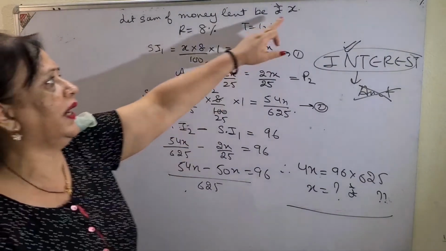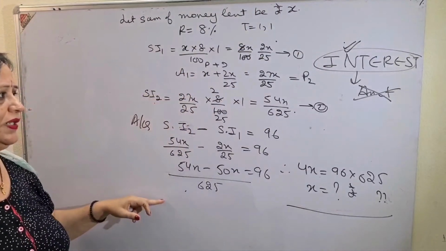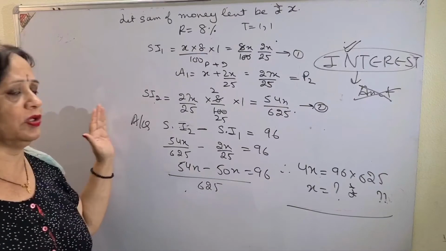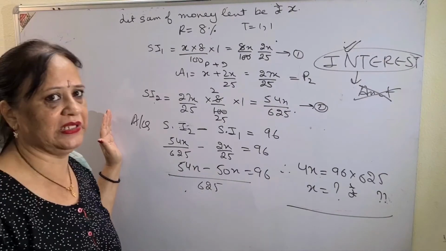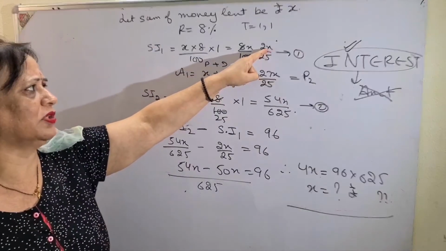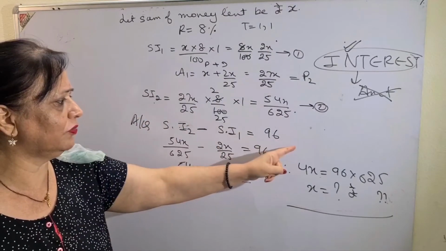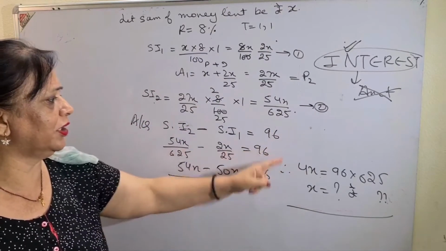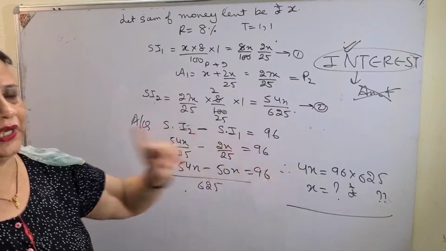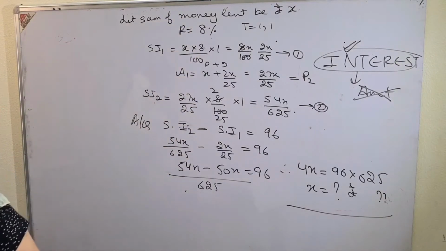I have taken x, you can take 100 also, but that way you have to go for the unitary method. So I prefer x because this is easier. But if you want to go for 100, that is also very easy. No problem. You calculate SI1, SI2, just put 100 in the place of x. Then you can say if it was 100, then whatever amount came, if 1, then 100 upon that, and if 96, then 100 upon that. Whatever came into 96, that will give you the answer. But this method is easier, as you wish.